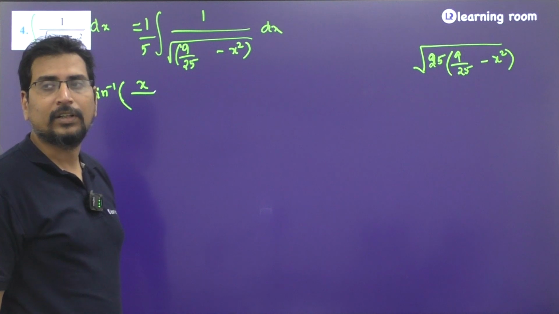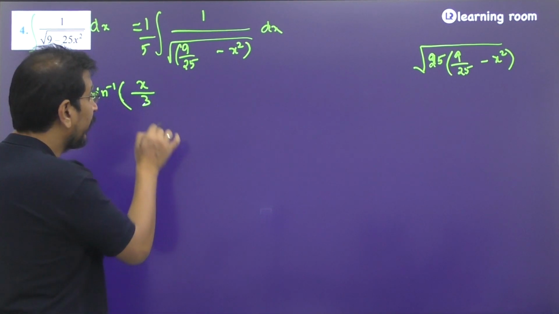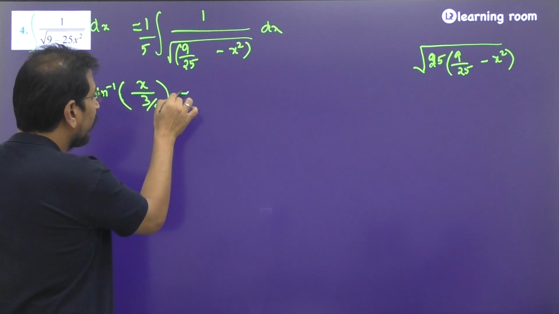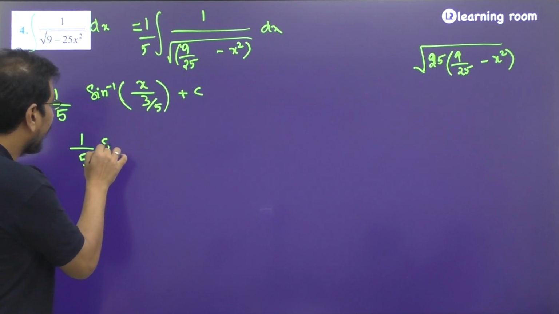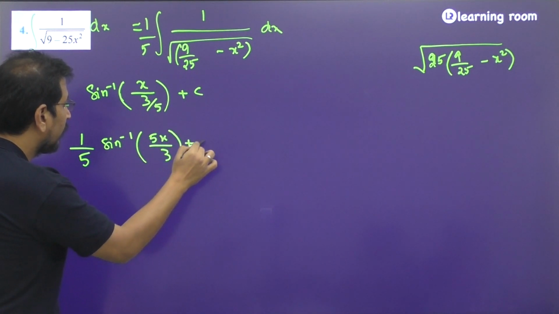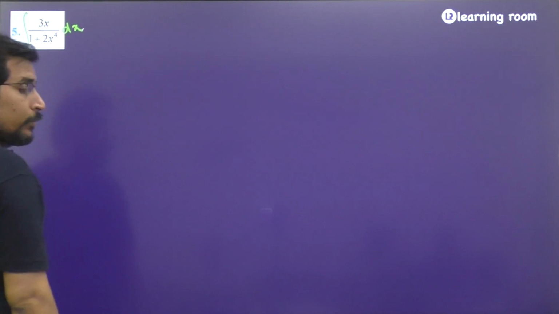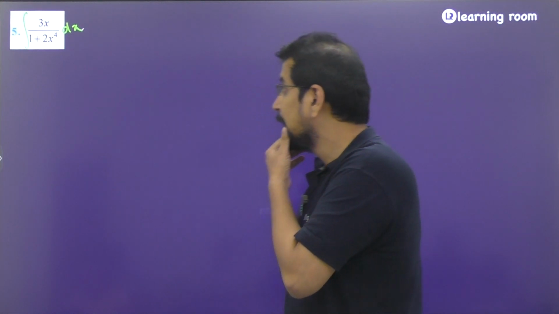So square root of 9 is 3 and square root of 25 is 5, plus c. So the answer will be 1 by 5 times sine inverse of 5x by 3 plus c. The next question is the integral of 3x divided by 1 plus 2 times x power 4, right?